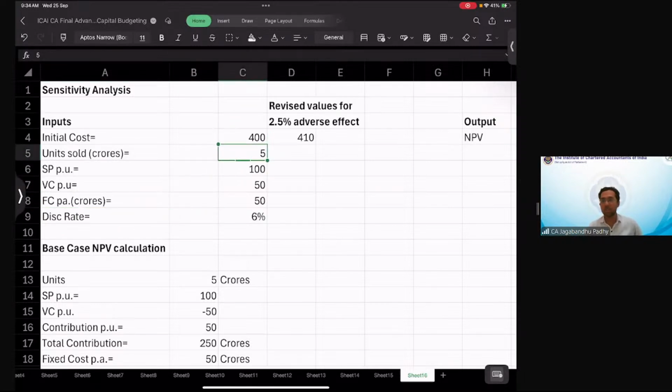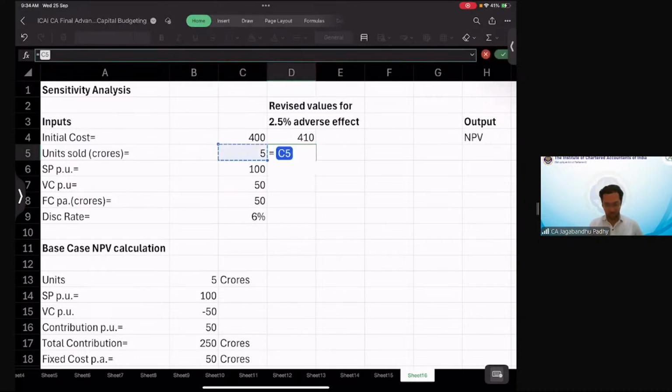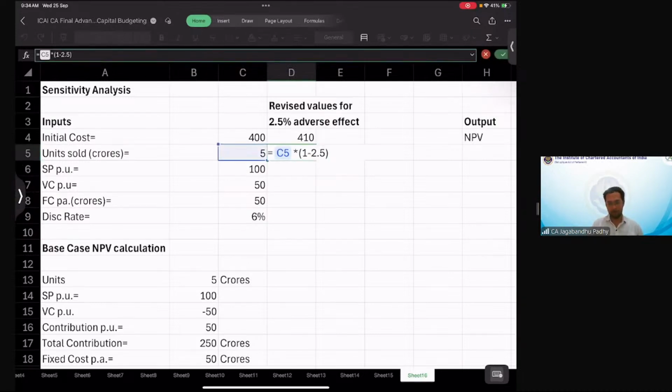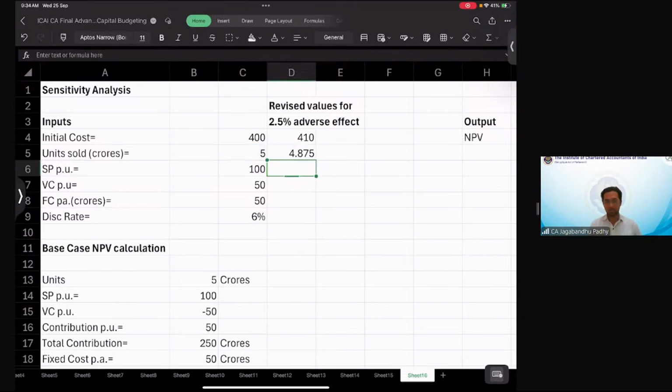Right. So units sold should increase by or decrease by? It should decrease by 2.5%. If it's going to decrease by 2.5%, we can say it should be 1 minus 2.5%. So the new unit should be 4.875.